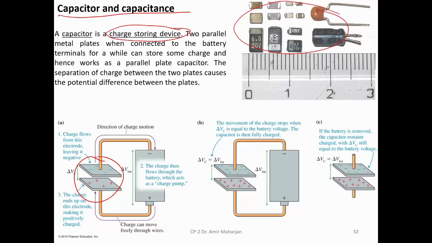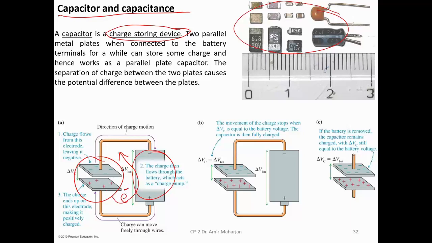So first, you have to charge it. How do you charge? You just connect the battery to the plates. The battery just acts as an electrical pump. It will remove some of the electrons from one side and pump them to the other side, like this, from here to here.